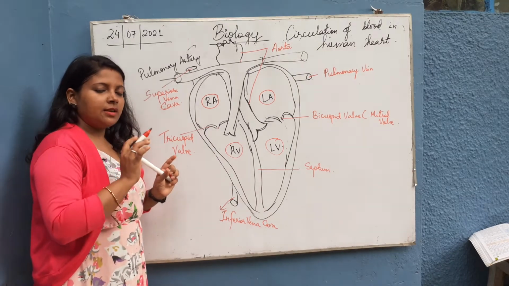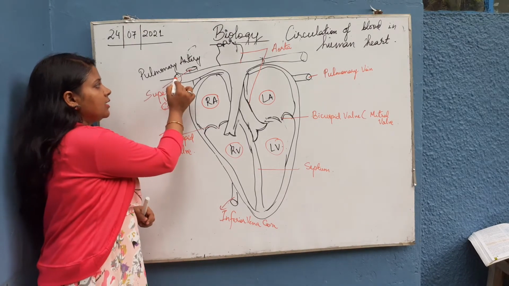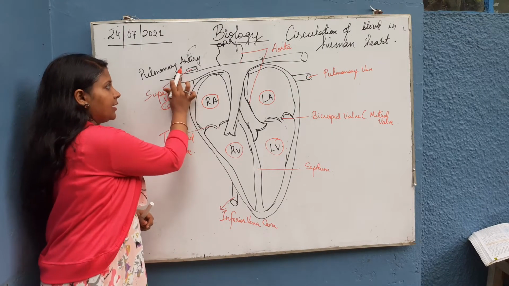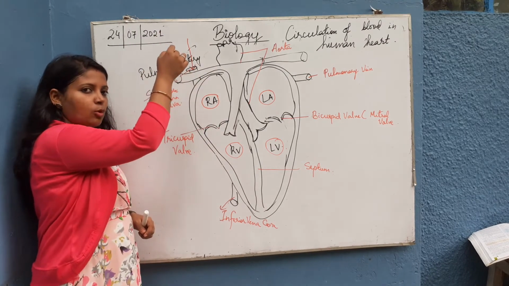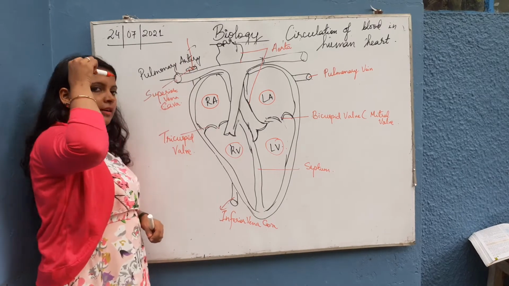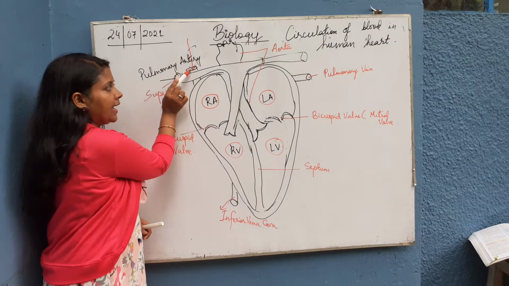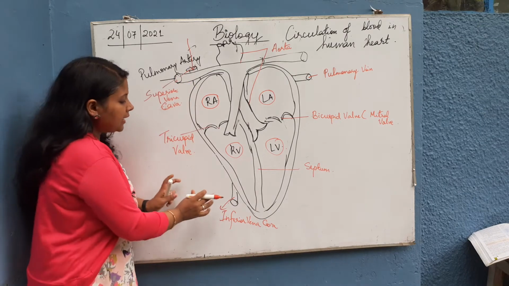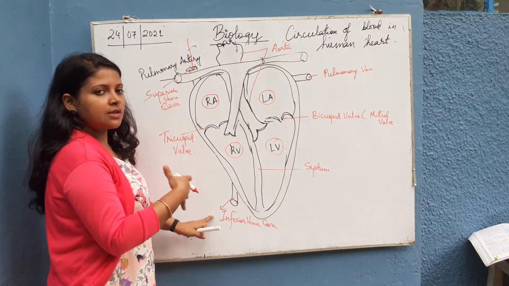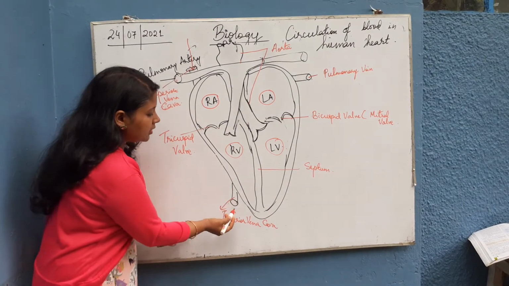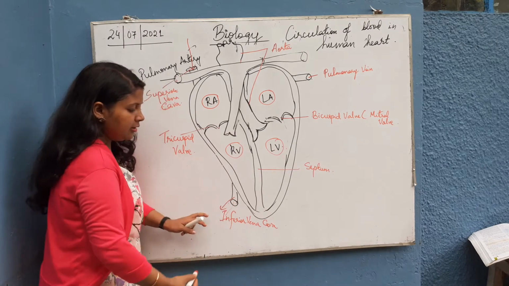The blood which is deoxygenated from the body parts will enter through the superior vena cava from the upper parts of the body, the blood which is coming from the head, nose, chest, upper limbs. So from there the blood enters through the superior vena cava. And the blood which is coming from the lower parts of the body, that is lower limbs, stomach, abdomen, will enter through the inferior vena cava.